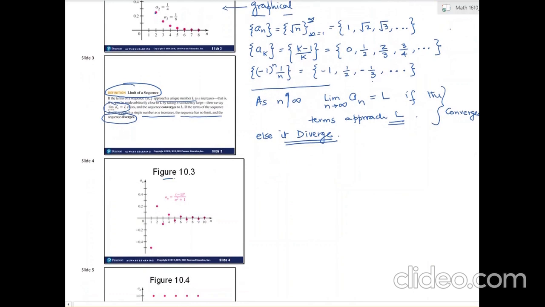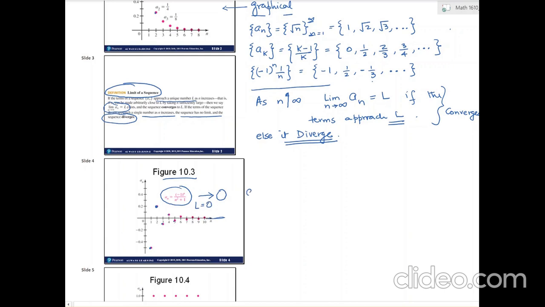So let's look at this particular sequence. It is negative 1 raised to the power n divided by n squared plus 1. Now the first term is here, the second term is here, third is here, and as you can see by looking at the graph, this clearly converges to 0. So as n increases, you keep getting closer and closer to the x-axis. So that means L, the limit, is 0.